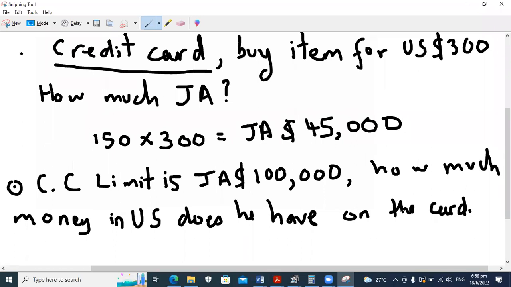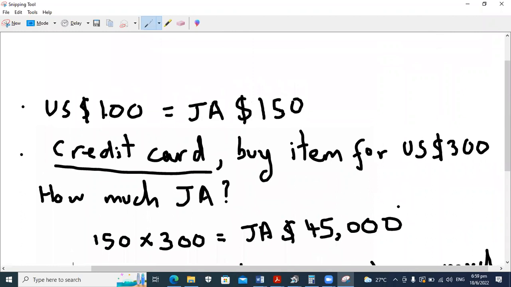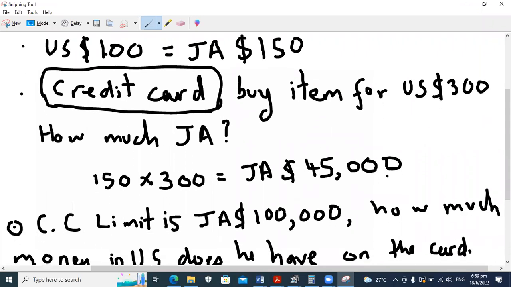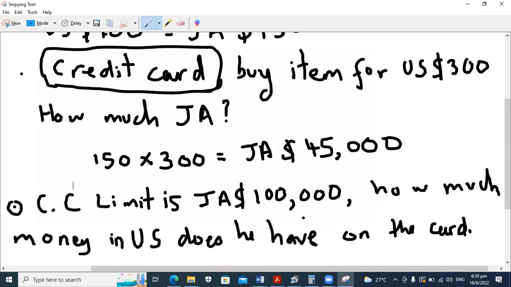Let me repeat the question again, right? So imagine you go to America and you have a credit card. You use the credit card and buy some items. Everything comes up to about 300 US. How much Jamaican money is that? 45,000. Now your credit card limit is 100 grand. How much money in US does he or she have on the card? Sir, $666.